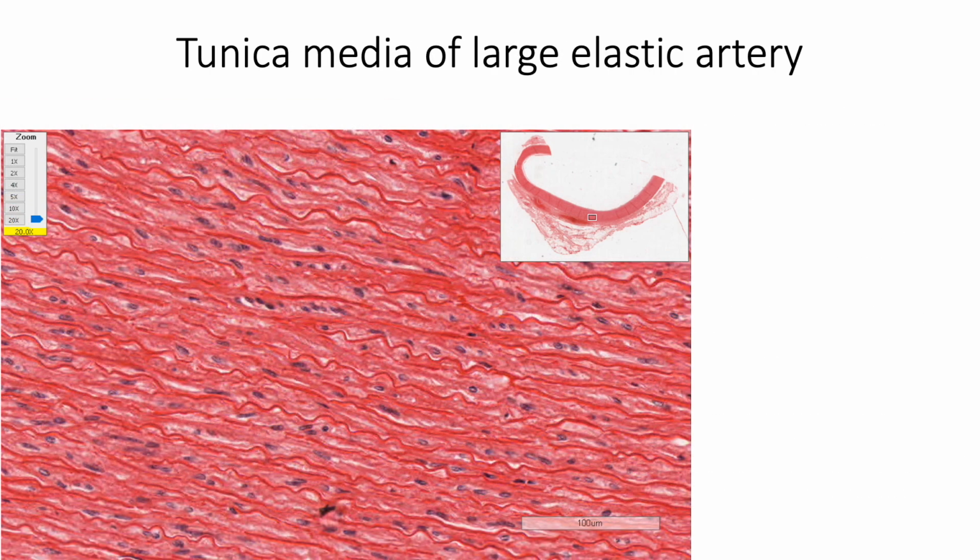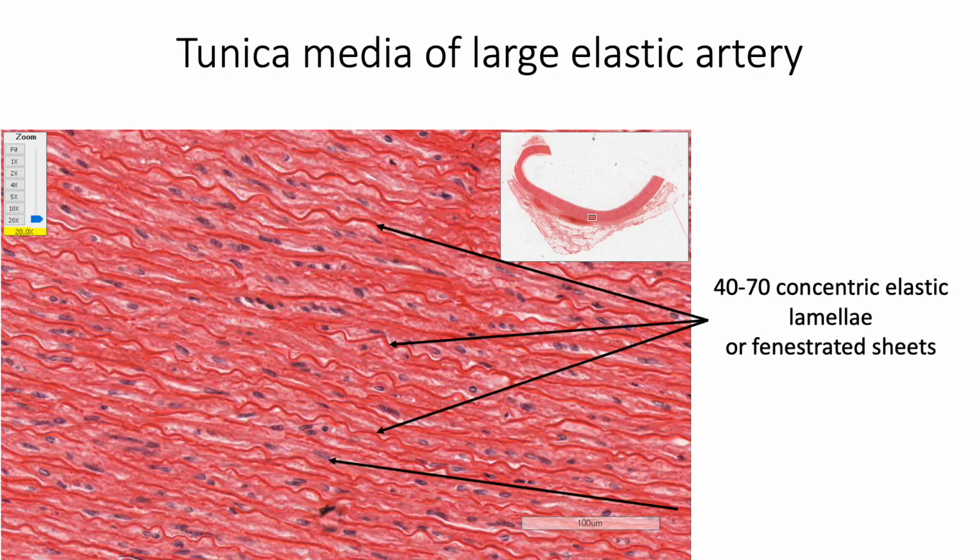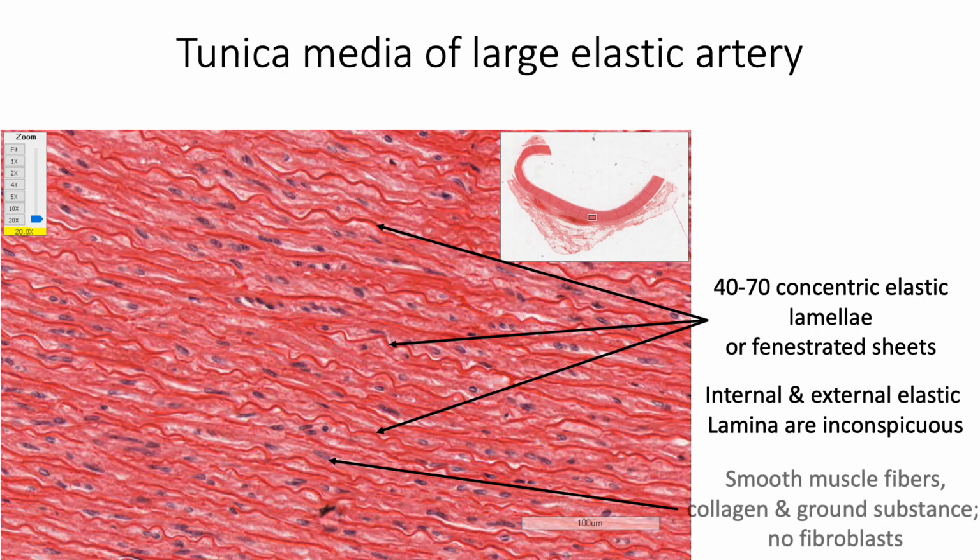In case of these large elastic arteries, the tunica media contains 40 to 70 concentric elastic lamellae or fenestrated sheets of elastic fibers. These appear as refractile eosinophilic wavy lines in routine H&E sections. Because of these elastic lamellae, the internal and external elastic laminae are inconspicuous. In addition, the media also contains smooth muscle fibers, collagen, and ground substance, but it has no fibroblasts.